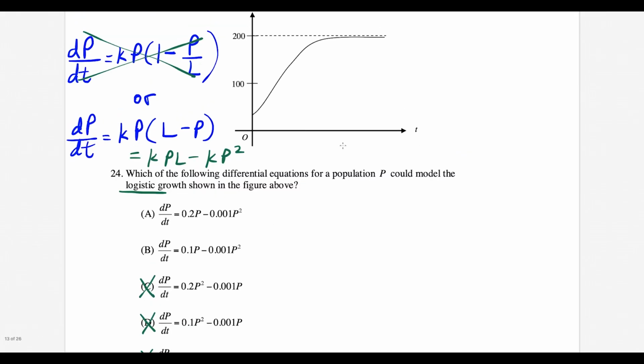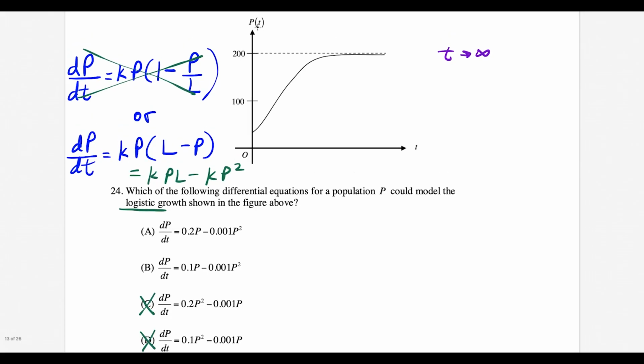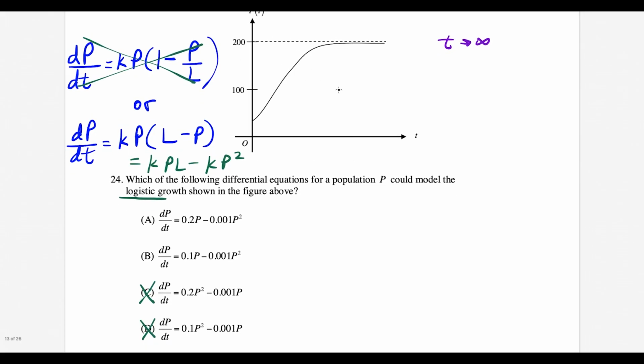All right, now the next idea, you could do a bunch of factoring and see which one it's going to match, but this idea that I'm about to write down I find to be most helpful for these questions. And you have to notice the trend. As t goes to infinity, two things happen. We're heading towards a y value of 200, or in this case, the name of the y-axis is the P of t axis. So as t goes to infinity, P is heading to 200.